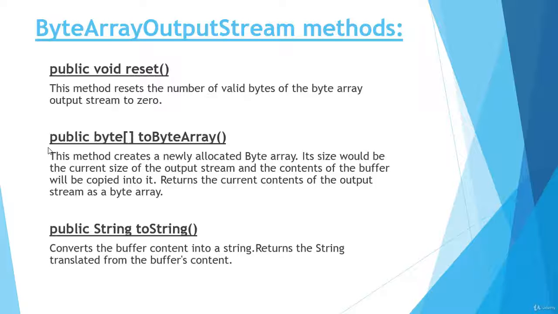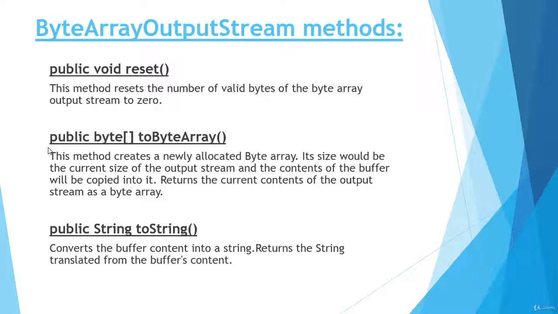After that, we have the toByteArray method. This method creates a newly allocated byte array. Its size would be the current size of the output stream, and the contents of the buffer will be copied to it. It returns the current content of the output stream as a byte array. You can see the return type of this method is byte, in the form of an array. So this method basically creates an array of the size it gets from the output stream, and the content present inside the buffer is also copied to this array.